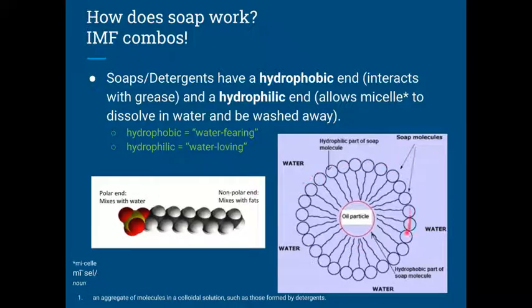And then the polar heads kind of go out like this and form this micelle, which is an aggregate of molecules in a colloidal solution, such as those formed by detergents. So this entire thing makes up your micelle. And then the bulk water around here can wash it down the drain, either off of your hands or off of your clothes in the washing machine.